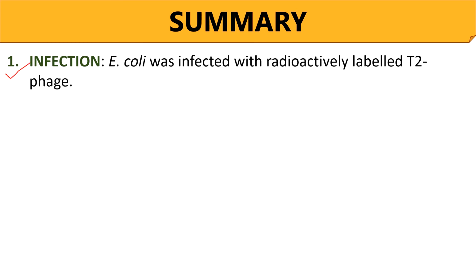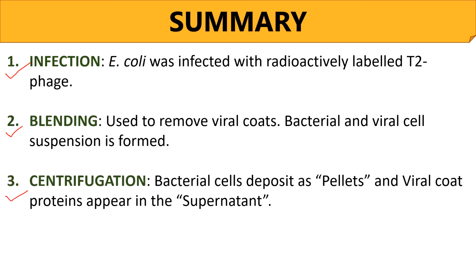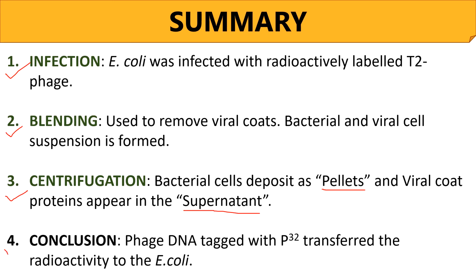Step 1 is infection, where the E. coli host cells were infected with S35 labeled T2 phage protein and P32 labeled T2 phage DNA. Then they blended the above mixture to obtain a bacterial and viral cell suspension. Then to separate the viral and bacterial components, they centrifuged the mixture, after which the bacterial cells were deposited as pellets and viral coat proteins appeared in the supernatant. At last, Hershey and Chase concluded that only the phage DNA tagged with phosphorus 32 entered the host cell and transferred the radioactivity to the E. coli cells.